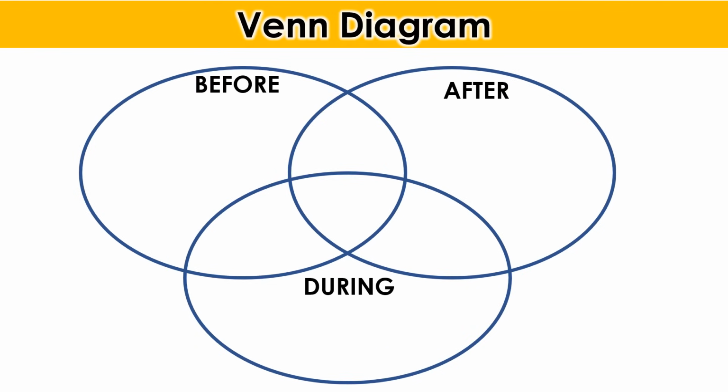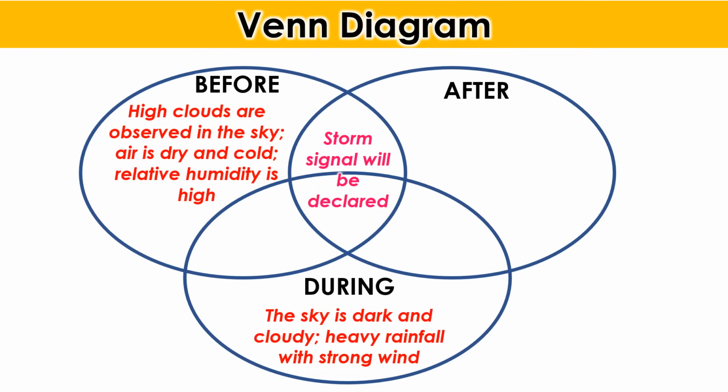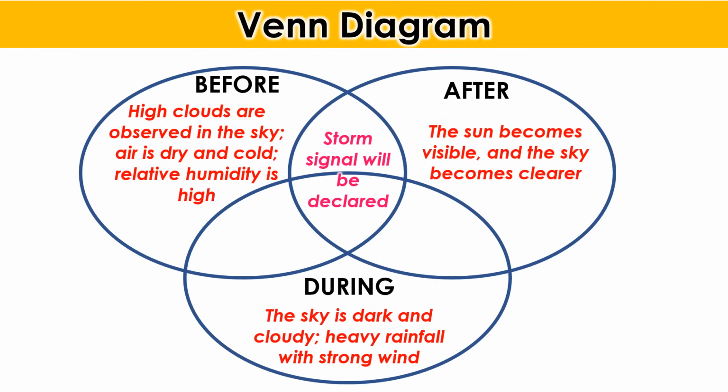Possible answer. The similarity is that a storm signal will be declared. Differences. Before typhoon, high clouds are observed in the sky. Air is dry and cold. Relative humidity is high. During typhoon, the sky is dark and cloudy. Heavy rainfall with strong wind. After typhoon, the sun becomes visible and the sky becomes clearer.